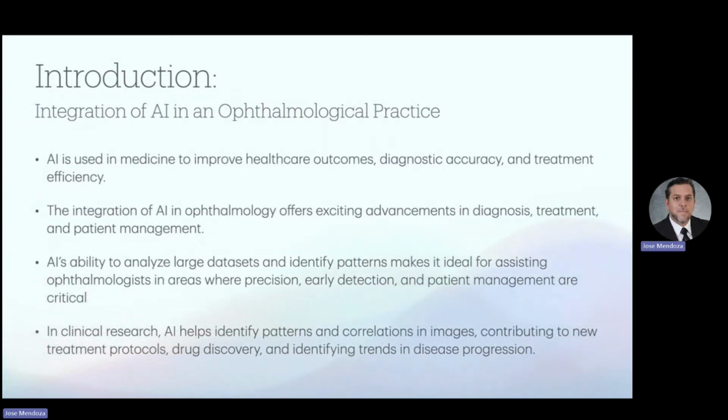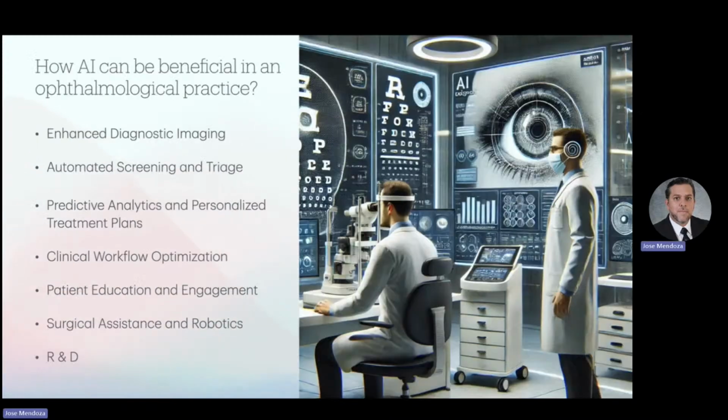We're trying to reach more systemic diseases with the scans taken on our eyes, and artificial intelligence plays a significant role in this. So how can it be beneficial in an ophthalmological practice? It could enhance diagnostic imaging, automating screening and triage, predictive analytics and personalized treatment plans, clinical workflow optimization, patients' education and engagement, as well as surgical assistance and robotics, and of course, some R&D. There's a lot of room to improve here.